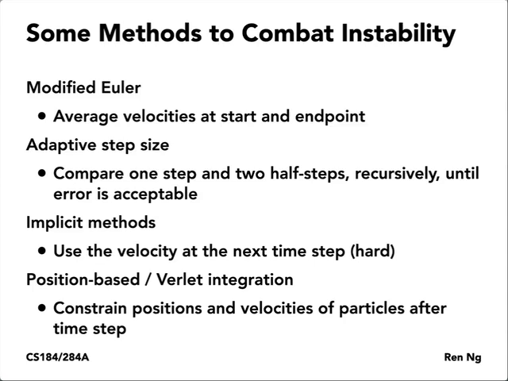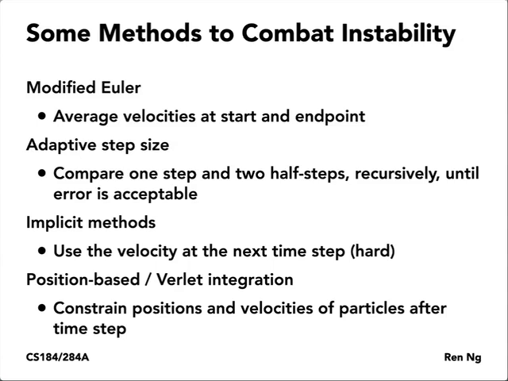A second method is you could try to adapt your step size. So for example, you could compare one step in time versus two half steps recursively, and keep doing that, recursing until you find an error between those two methods that is acceptable. That's a really nice method and recommended, although it can potentially require a lot of recursive decrease in the step size, so it can be a bit difficult to apply in a practical way. There are implicit methods.